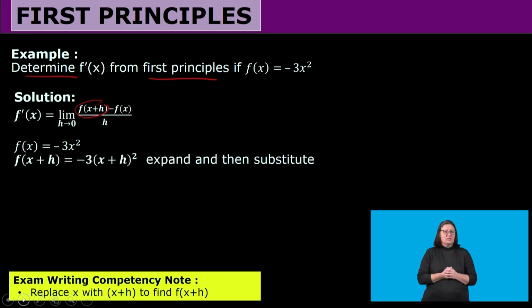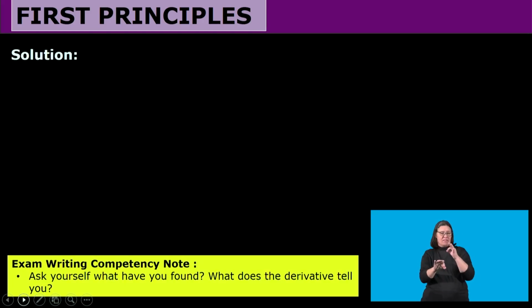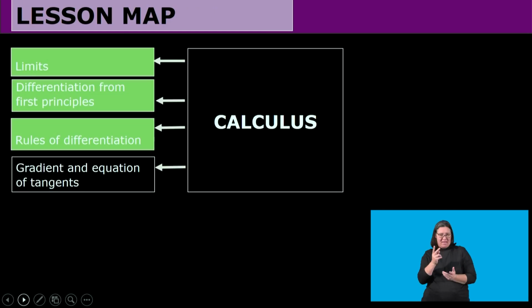So I can find f of x plus h, and remember what you're doing here is replacing the value of x with x plus h. So you're substituting. You see that concept again from grade 10. We're substituting the value of x plus h where we see x. So we put that into the bracket and then we simplify that by squaring that bracket out.